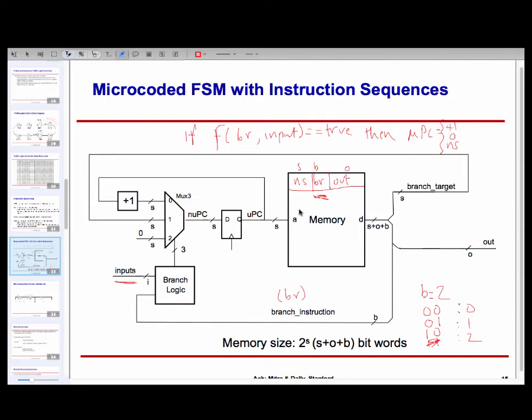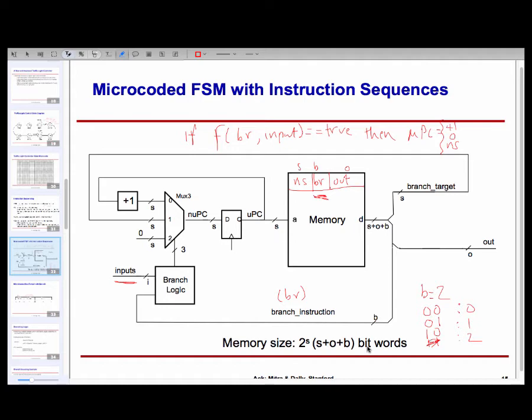Okay, so it's not really buying us anything, but we'll see shortly why it does buy us something. Thus far, this is not bringing us any closer. But nevertheless, one thing you would notice is that the number of bits in the memory is going to be 2 to the power s, where s is the number of address bits. And in each location, I have s bits of branch target, o bits of output, and b bit of branch instruction. So this is the number of bits I have. The inputs are sitting out here.